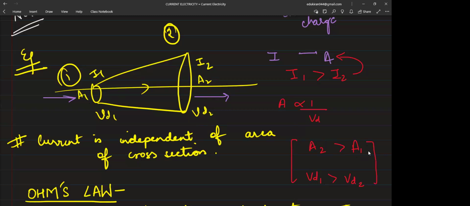So it is valid in this case, but not in case of current. For current, you have to remember it is independent of the area of cross section. Write down this point to make a note point and write down this page.